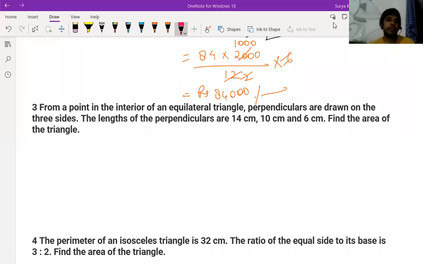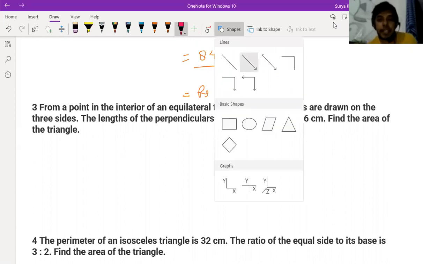So the next question is about a point in the interior of an equilateral triangle. You know how an equilateral triangle looks. The perpendiculars have been drawn here.